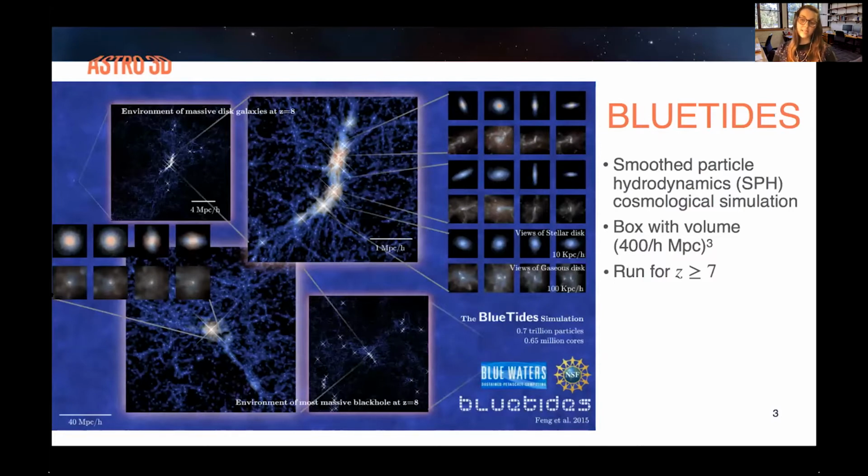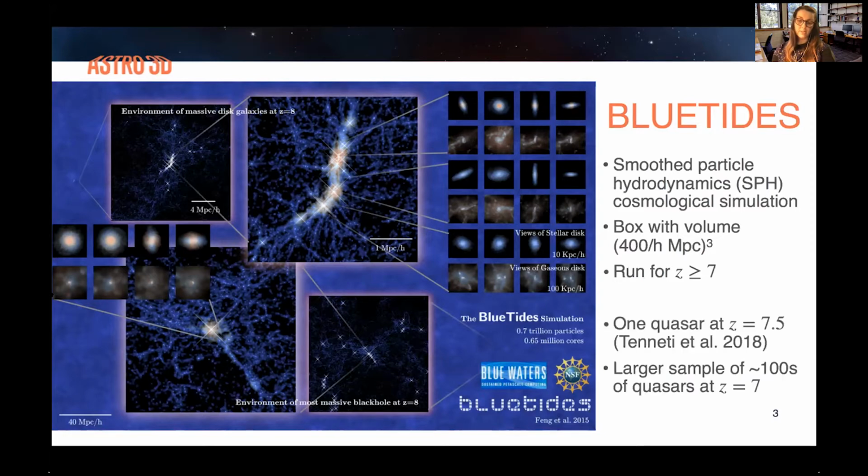So BlueTides is a cosmological hydrodynamical simulation in an extremely large volume. So it's almost 600 megaparsec on a side. Now, with this extremely large volume and exquisite resolution, BlueTides is extremely computationally expensive and has only been run down to redshift 7. So BlueTides is absolutely fantastic for studying high redshift galaxies, but obviously we're limited to these very high redshifts.